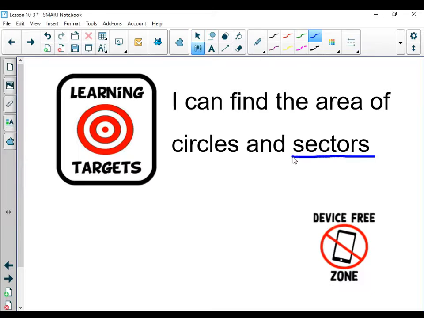And this word called sector, which means part of a circle. So either a full circle or part of a circle is a sector. Does anybody want to write that down? It's in the learning target. Sector, part of a circle. Where should we write it? You can just write it right on the learning target, right next to it.